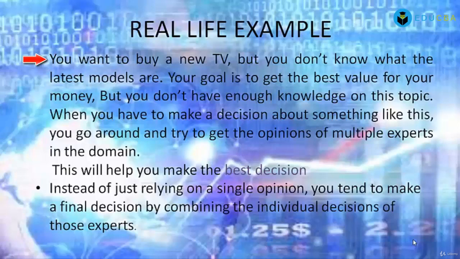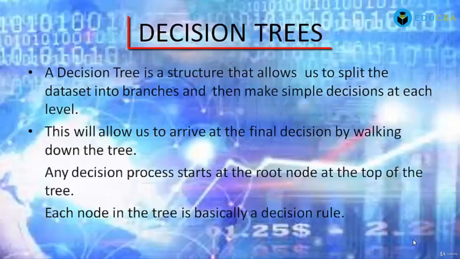When you have to make a decision about something like this, you go around and try to get the opinion of multiple experts in the domain. This will help you make the best decision. Instead of just relying on a single opinion, you tend to make a final decision by combining the individual decisions of those experts. Now, what are decision trees?